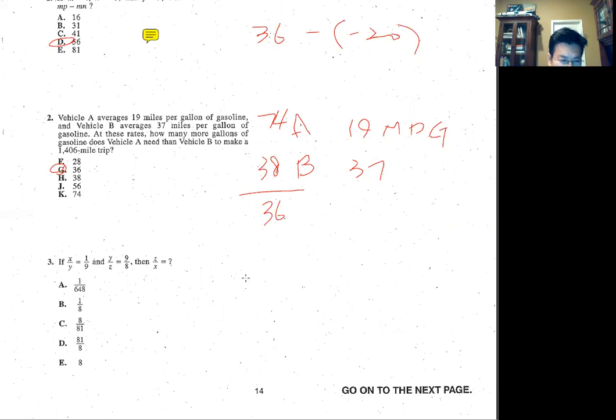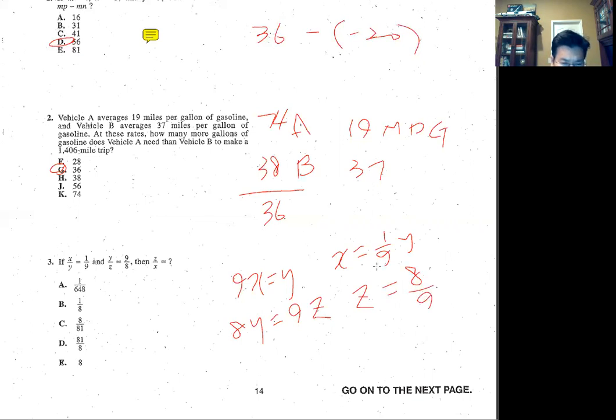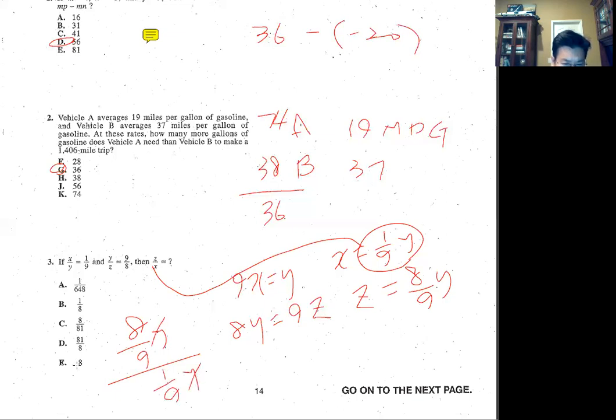Okay, cross multiplication, 9x equals y. The second one is 8y equals 9z. And the third one is what? So z and x, in terms of... you can change this one in terms of x. So x equals 1/9 y, and in terms of y, z equals 8/9 y, right? So if you put this one into the bottom and this one on top, 8/9 y over 1/9 y. Y goes away, this goes away, 8.